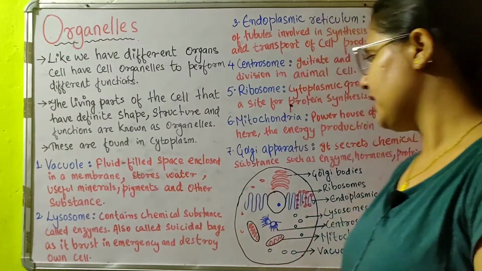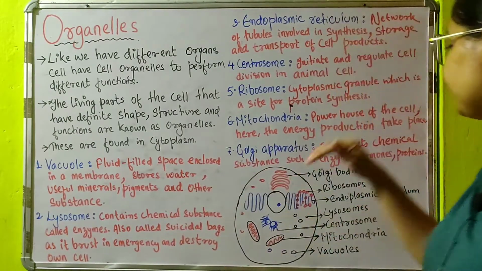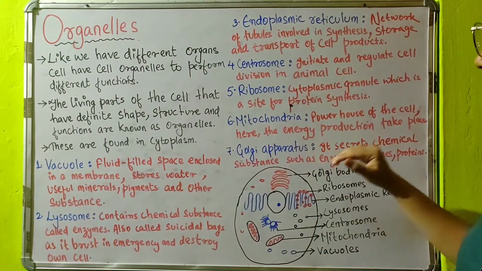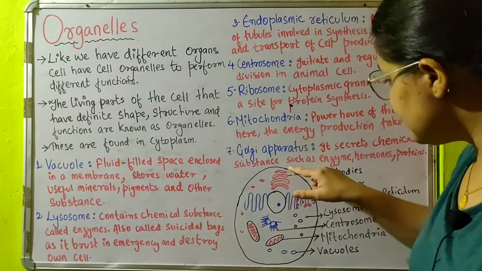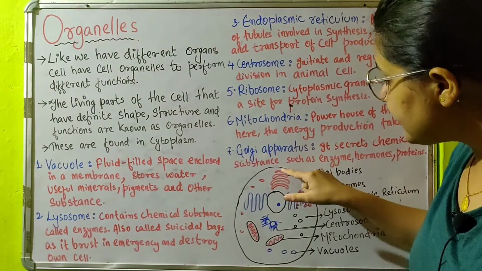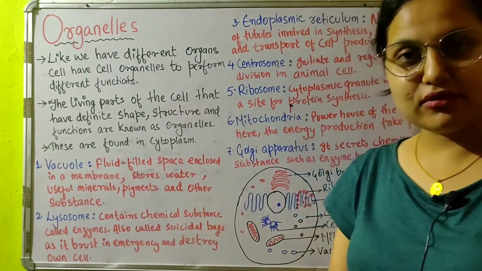Now coming to the Golgi apparatus or Golgi bodies, it secretes chemical substances like enzymes, hormones and proteins. This is a Golgi apparatus. Enzymes, hormones and proteins are secreted by Golgi bodies.